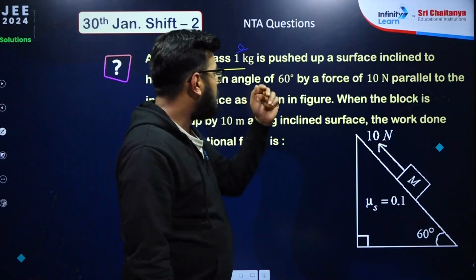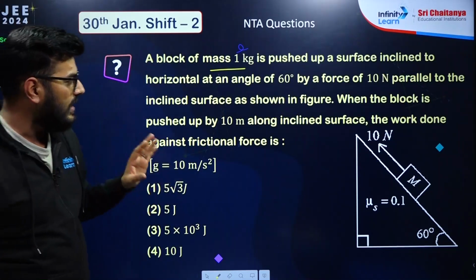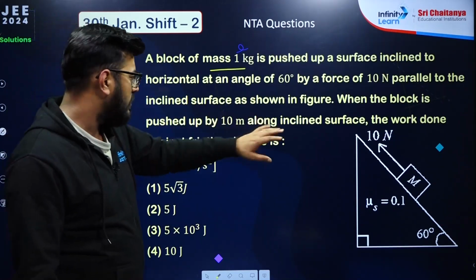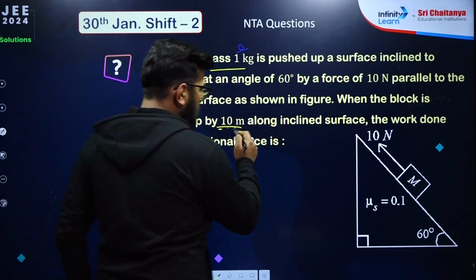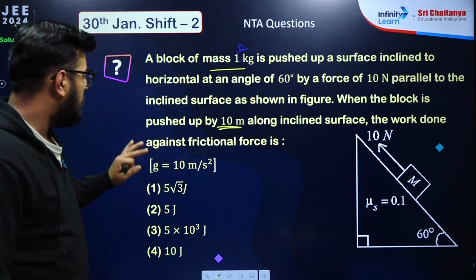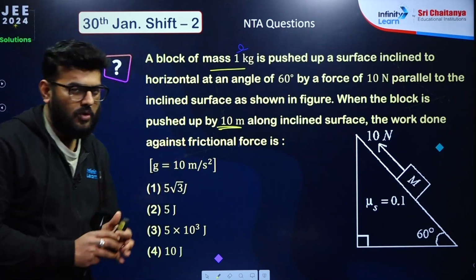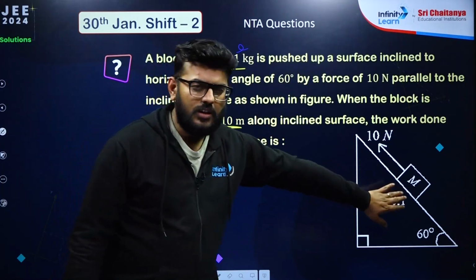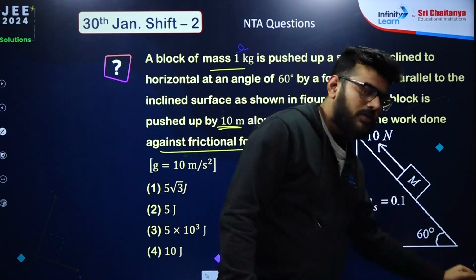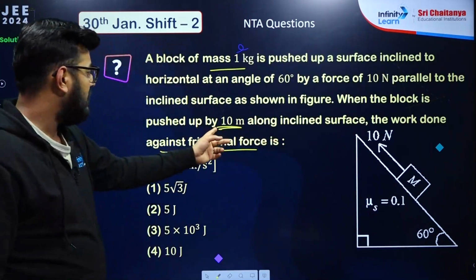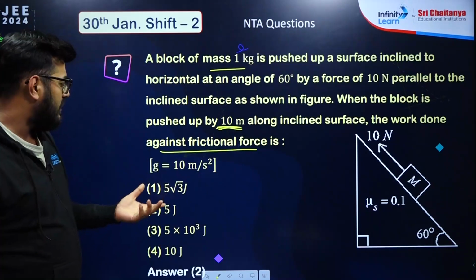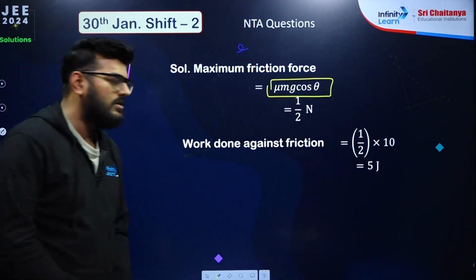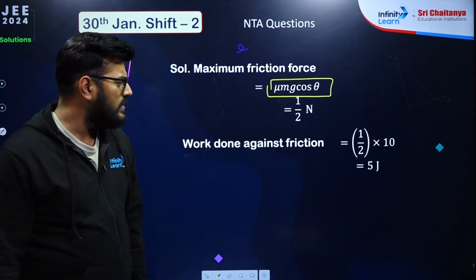A block of mass 1 kg is pushed up a surface inclined to the horizontal at an angle of 60 degrees. This was an easy question. By a force of 10 Newton parallel to the inclined surface as shown in the figure, when the block is pushed up by 10 meters, so 10 meters is the distance by which the block is moved along the inclined surface, find the work done against frictional forces. This one is a very easy question. Basically, you just need to calculate whatever is the work done against friction. So the friction force over here is obviously going to be mu mg cos theta, times the distance, which they have said is 10 meters. So it's actually very simple, and the option over here is going to be 12 joule. It's simple. Mu mg cos theta will give you the answer. This is going to be the work done by friction force, and that obviously is going to be 5 joule.